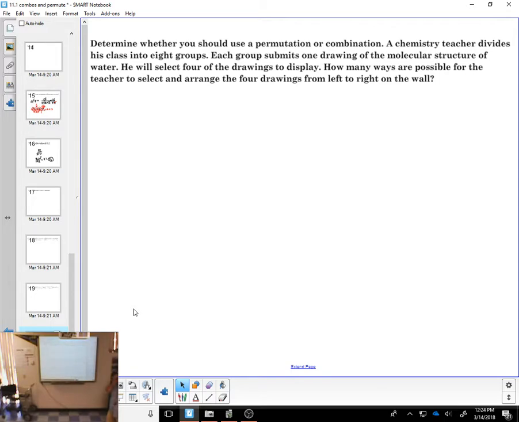How many people are in each group? Well, he's doing the same thing. So he's going to collect them all, right? Now the question is, how many ways are possible for the teacher to select and arrange the 4 drawings from left to right? Combination, permutation?